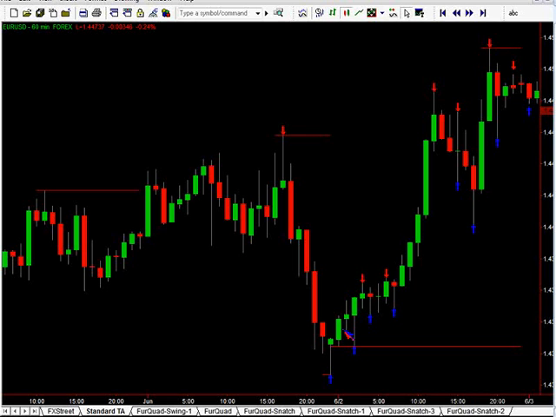We can use, or I use this exact pattern for entries. So I can enter above the highest swing high with a stop loss below the lowest point of the pattern. I'll certainly do that in the lower time frames. We'll go through some examples in a moment. But just at its base level, we can use it to identify phases of the market movement.